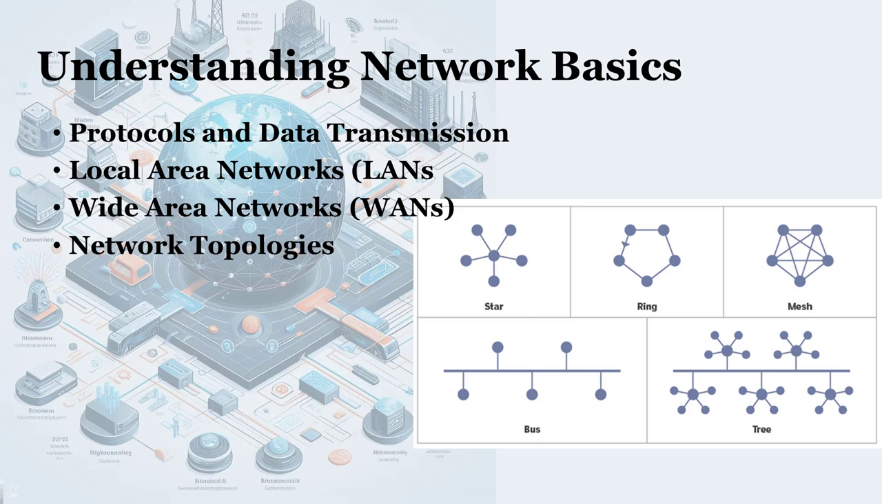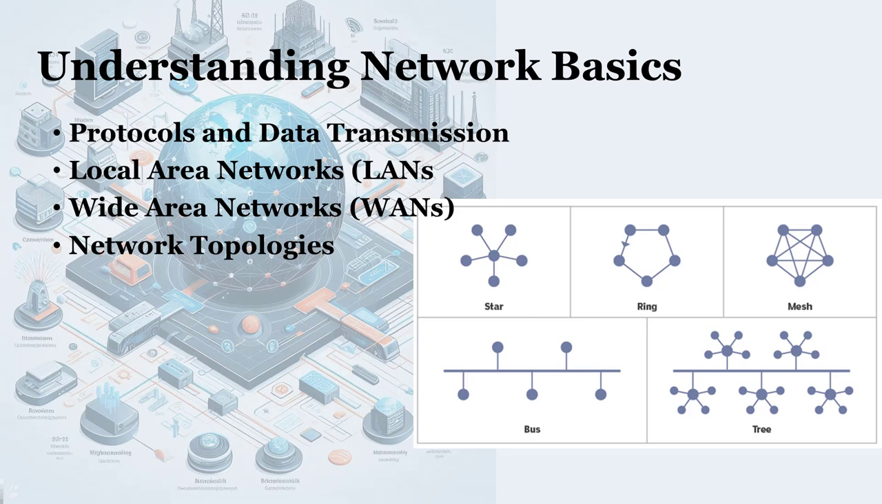Network topologies refer to the physical or logical arrangement of nodes and links in a network. The topology influences how data is transmitted and the reliability of the network. Common types of network topologies include: 1. Bus topology. In this case, all devices share a common communication line. 2. Star topology. In this case, devices are connected to a central hub or switch. 3. Ring topology, where each device is connected to exactly two other devices, forming a closed loop.